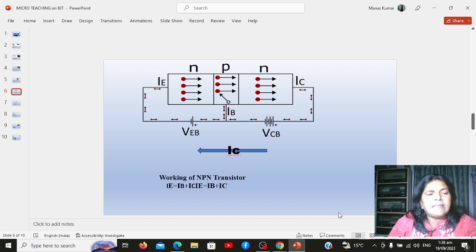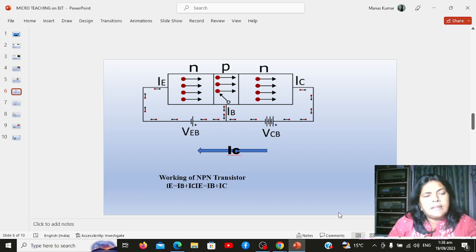Since the base is lightly doped and very thin, only a small number of electrons, less than 5%, combine with the holes. The remaining more than 95% of electrons cross over the base region and reach the collector region to constitute the collector current.